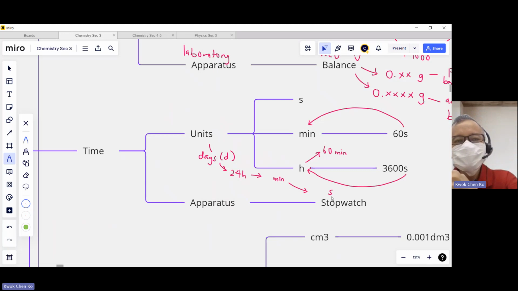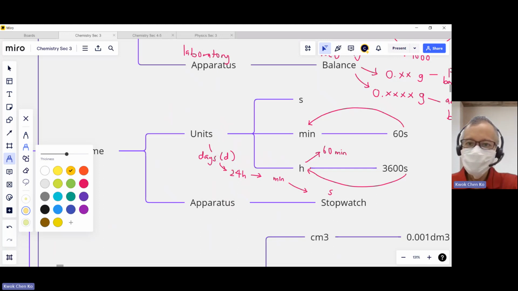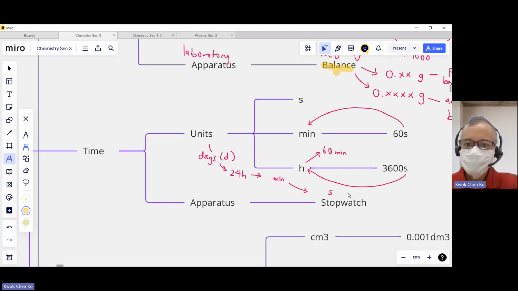Now, as I said, for chemistry, in the lab, the common piece of apparatus that we use to measure time will be the stopwatch. Now, you are expected to know this. Like, let me just repeat, make sure you understand balance, stopwatch, because you are expected to provide this in your answers when they ask what sort of apparatus do you need to run this experiment. So make sure that these are the common pieces of apparatus available in the chemical lab.